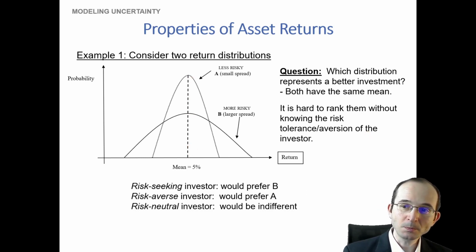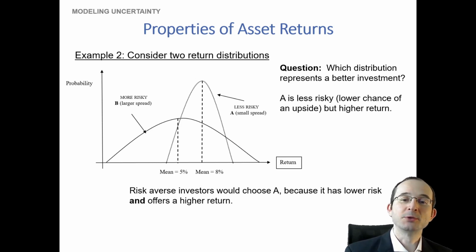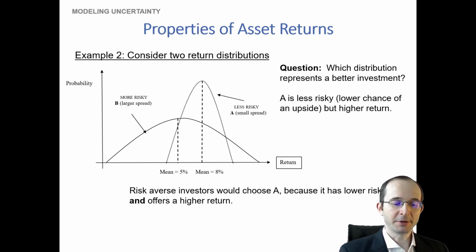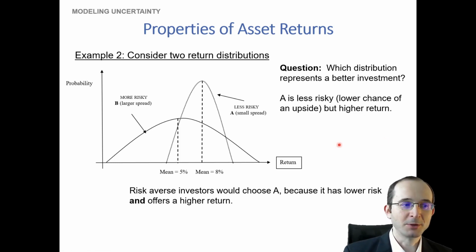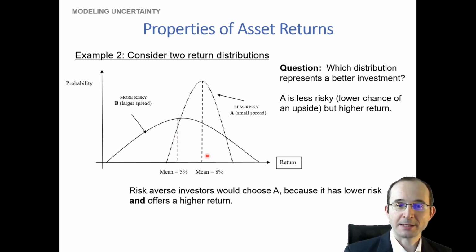Now, what if we shift the distributions a bit? Let's say that asset A actually has a different mean from asset B, which is not unimaginable, right? A distribution can have both a different mean and a different spread than another distribution. So let's say asset A has a higher expected return of 8% than asset B, which is still at 5%. And of course, asset A still has the tighter spread also.